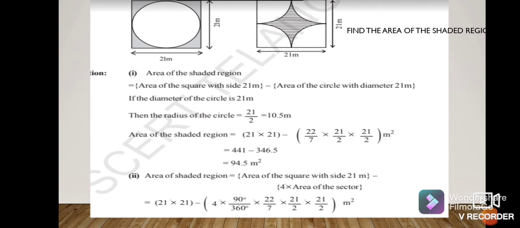So the diameter of the circle is 21 meter. The radius of the circle is simply diameter by 2, that is 21 by 2. We will get simply 10.5. Half of 21 is simply 10.5.